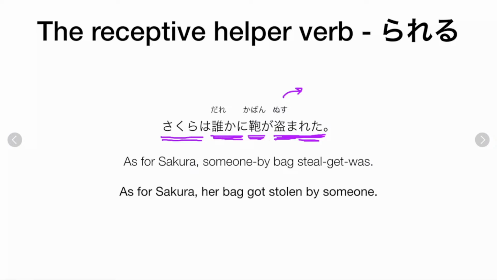So what we would say is Sakura no kaban ga nusumareta would be, okay. Maybe let's not go there. This is a way to say that Sakura's bag got stolen, right? So the subject is Sakura's bag. Sakura is just the topic. Speaking of Sakura, her bag received the action of being stolen by someone. Dareka ni nusumareta.